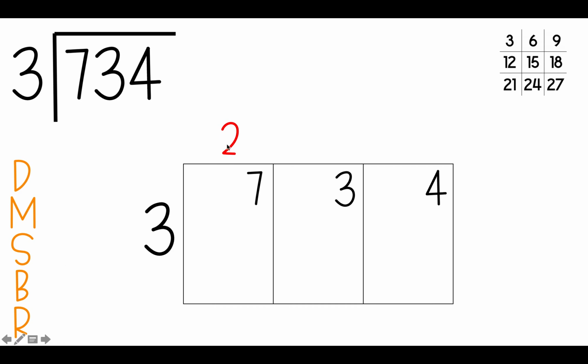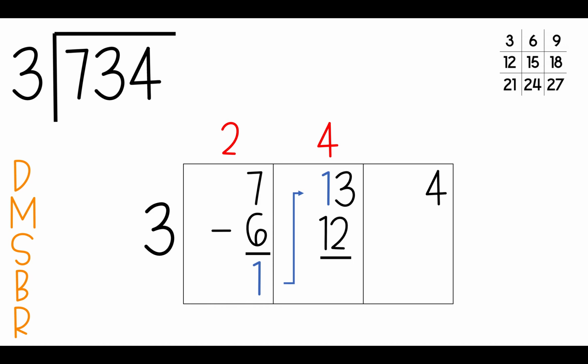Now, I multiply. 2 times 3 is 6. Subtract, I'm left with 1. I bump that 1 over to the next spot, and I have a 13. So 3 can go into 13 4 times, right? And now I can multiply. 4 times 3 is 12. And now I subtract, and I'm left with 1. Now I bump that 1 over to the next box, and I repeat.